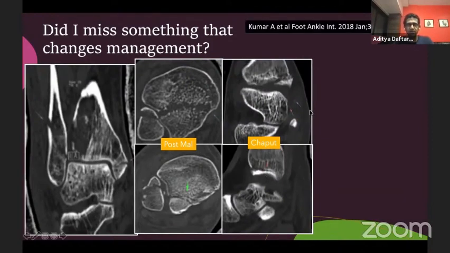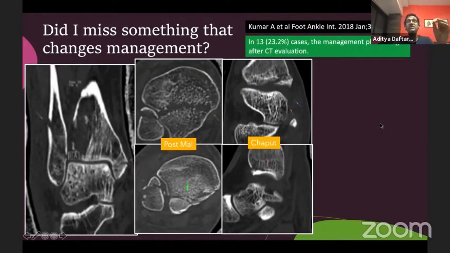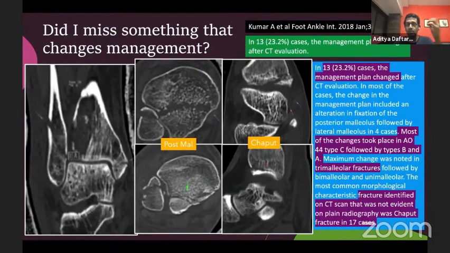So there's data, obviously from our own country, which talks about how we have a decent number of missed fractures on X-rays that can change management. They said in almost 23% of cases, the management plan changed after a CT evaluation. Most of the time, it changed because there was a malleolar injury, most likely a posterior malleolar injury, and the fracture wasn't identified. And Chaput fractures are easily missed on radiographs. So, did you miss something that could alter your management would be another reason to consider getting a CT.